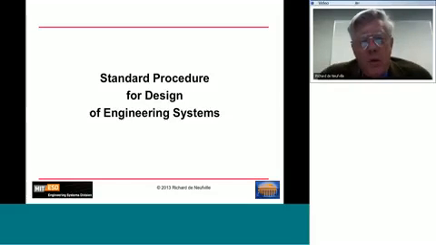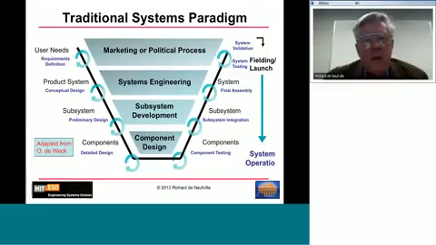So what is the standard procedure for the design of engineering systems? The textbook version is what has been called the Systems Engineering V, of which you have one representation here. You can find similar things in various textbooks.